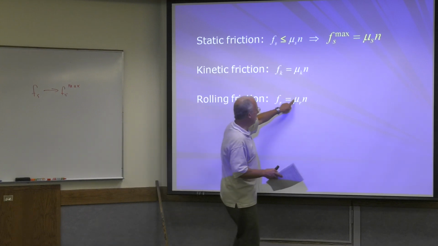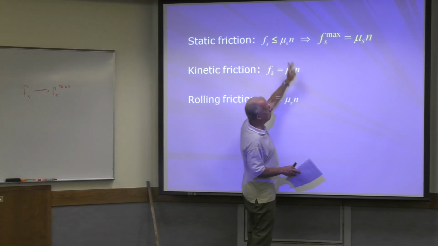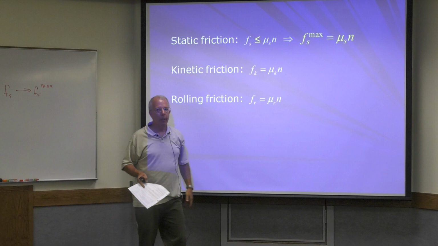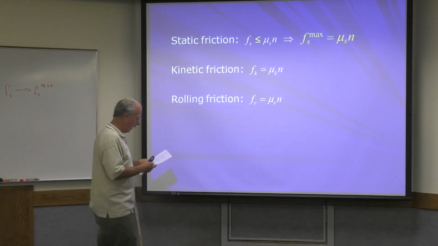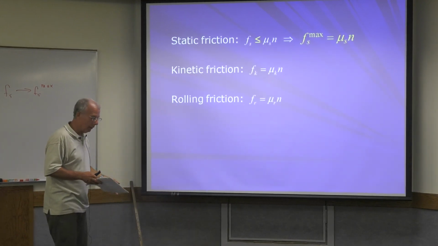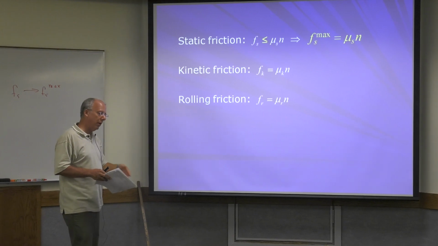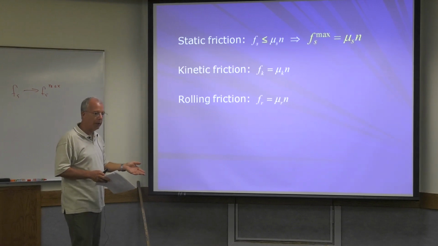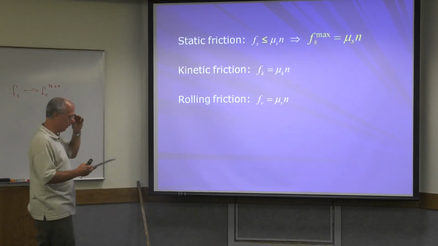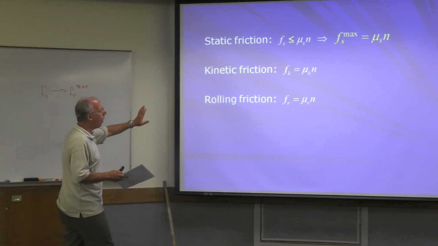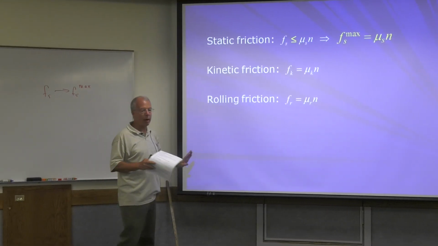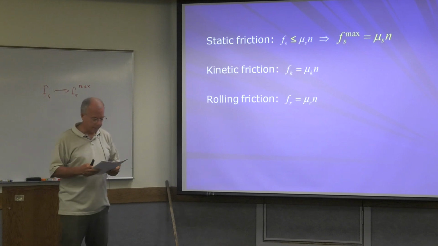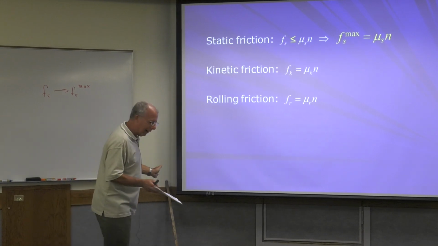And again, these coefficients of friction, you look it up or you determine them experimentally. Okay? Again, they depend on the material. Ice has a small coefficient of friction. Sandpaper has a large coefficient of friction. Now, these are just models. These are just approximations. But they're okay. All right?